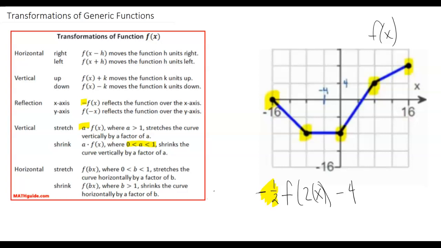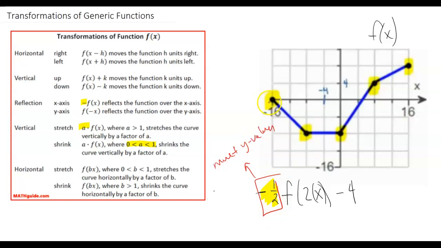So I'm going to switch to red so that you can see this happen in red. I'll kind of color code as we go. All right, so I'm going to reflect this, and at the same time, it's half as tall. So an easy way to do this is to multiply all the y values by whatever is in the front, and this works every single time.